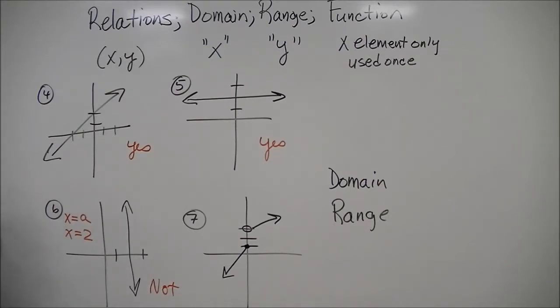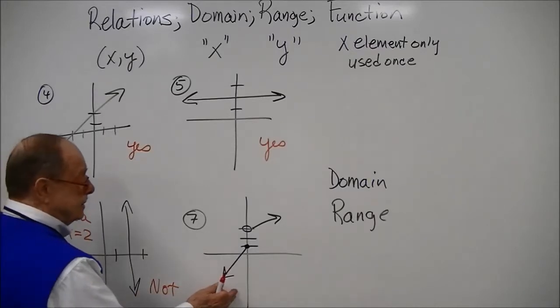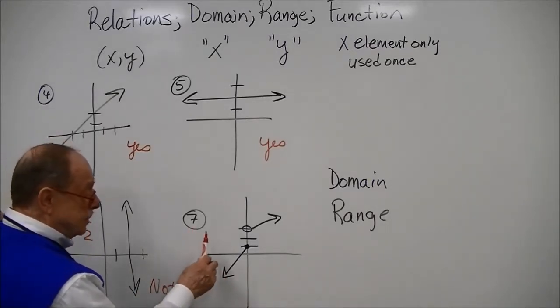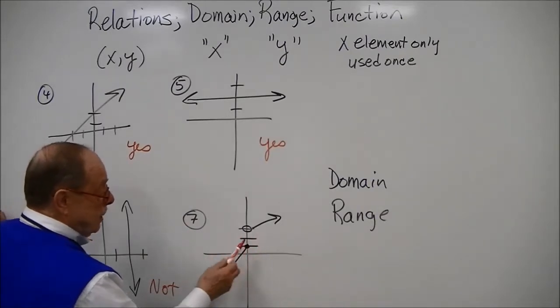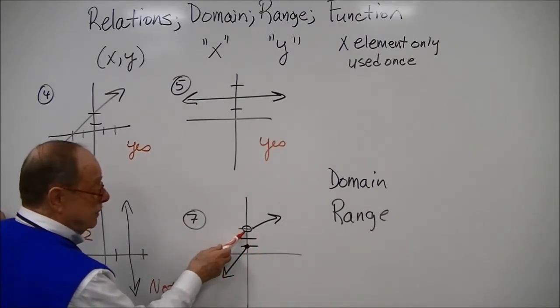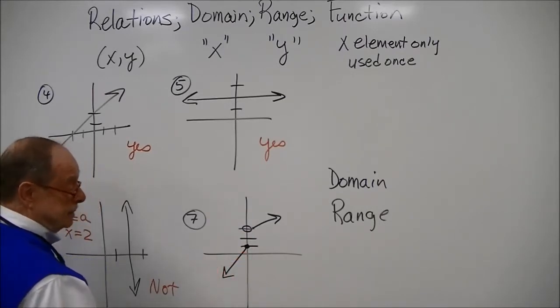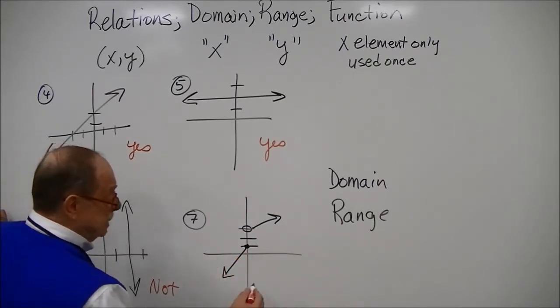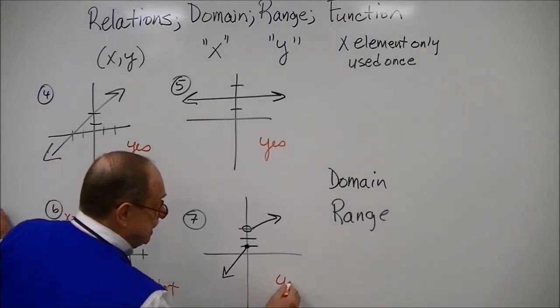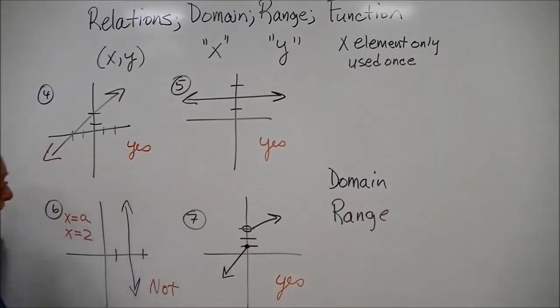And then sometimes you get a graph like this. This is called a piecewise graph. Does it pass the vertical line test? Well, because this is hollow, this is solid, the answer is yes, it does pass the vertical line test. So this is a function. So what are the domains of these, and the range as well?